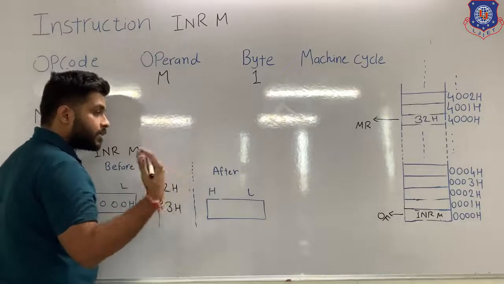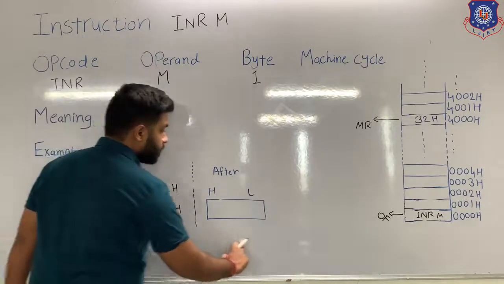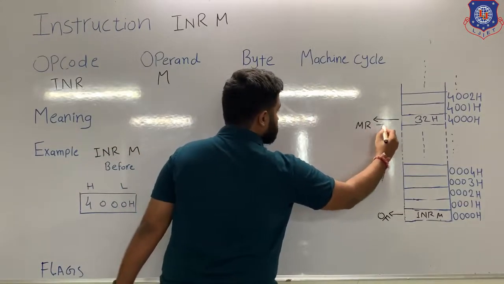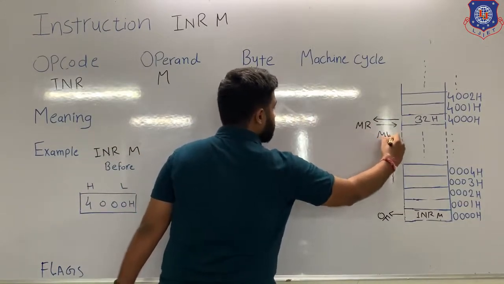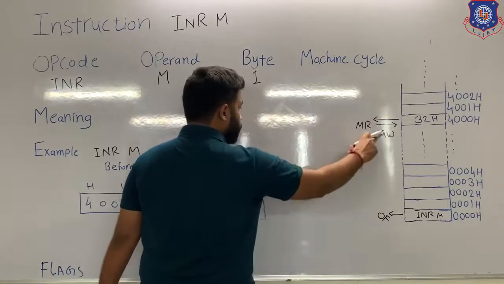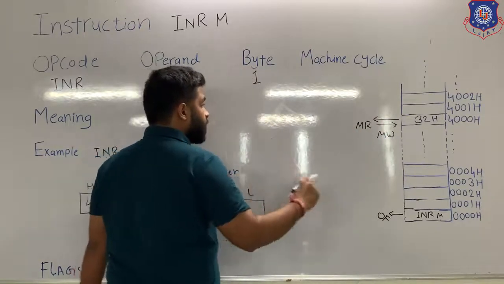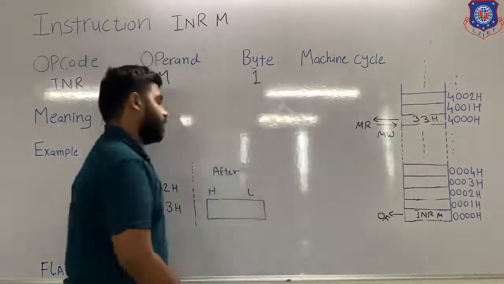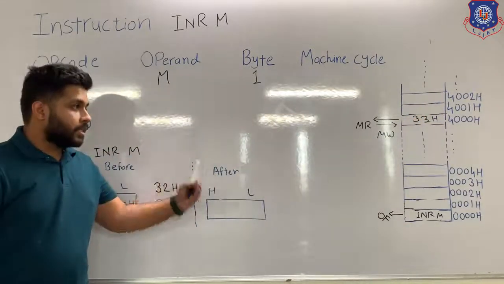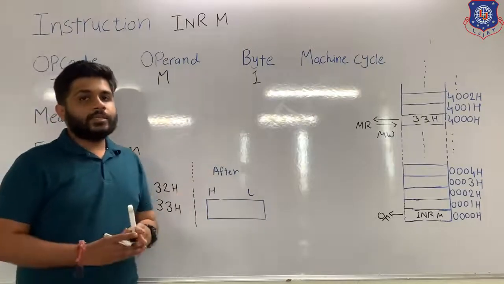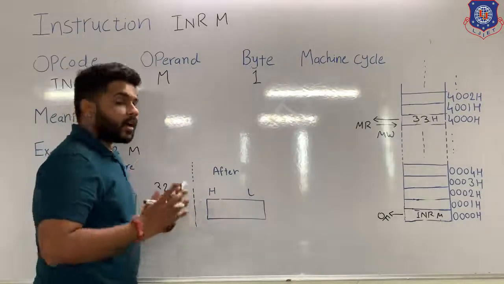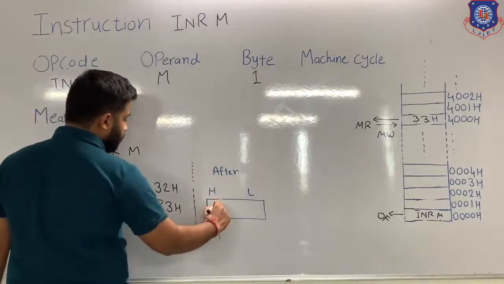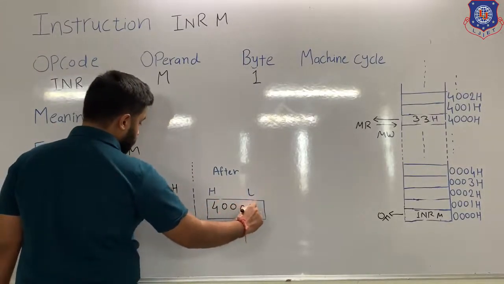After the number is incremented, the processor will transfer the data to the same memory location. So the microprocessor will perform memory write. When the microprocessor performs the memory write, the content of memory location will be changed to 33H. So this is how this instruction is executed. Now what will be the content of HL pair after the execution? After the execution, the content of HL pair will remain unchanged, that is 4000 H.